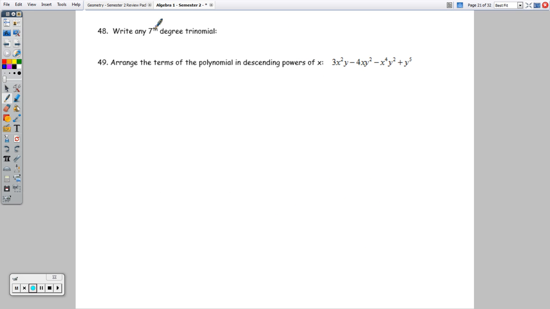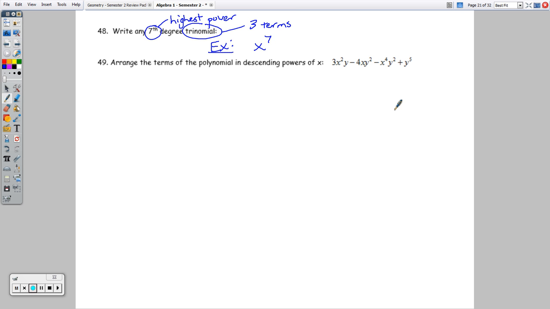48, any 7th degree trinomial. So 7th degree, that's the highest power. Has to be a 7. And then a trinomial has to have 3 distinct terms you couldn't combine together. So here's an example of this. This is just one example.